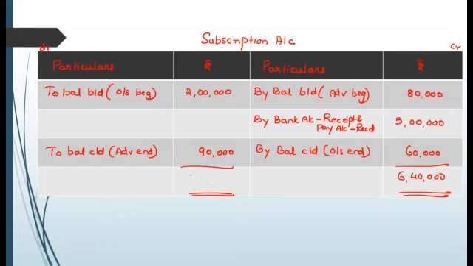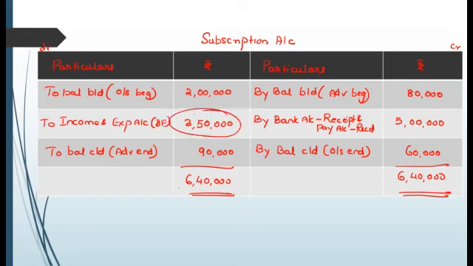6,40,000. Write it on the debit side. Find the difference. 6,40,000 minus 2,90,000 comes to 3,50,000. This is the balancing figure which would go into our income and expenditure account. So this is the amount of subscription income of the year. So this is the way of account preparation for finding out the subscription income of the year. I hope that is clear.